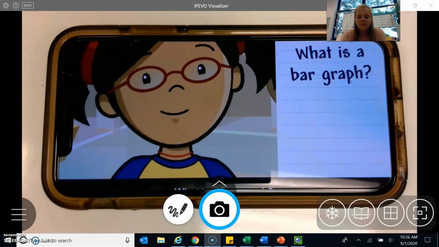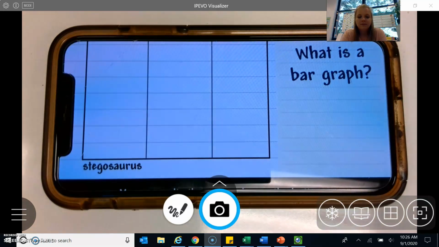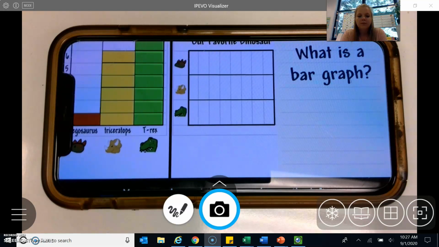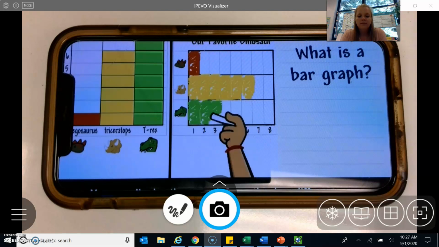What is a bar graph? A bar graph is a way to organize and show data. You can write the categories on the bottom. The 3 dinosaurs are the categories. Then you can write the numbers on the side. The numbers in our bar graph show how many people voted for each dinosaur. Let's see. 1 student liked the Stegosaurus the best, so I fill in 1 square. 6 people voted for the Triceratops, so I color in 6 squares. 7 people said the T-Rex was their favorite dinosaur. You can also put the categories on the left and the numbers on the bottom. You can display the same information in a different way so you can understand it better.